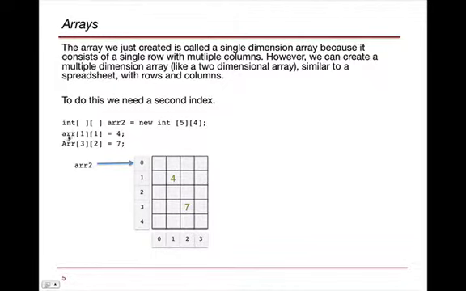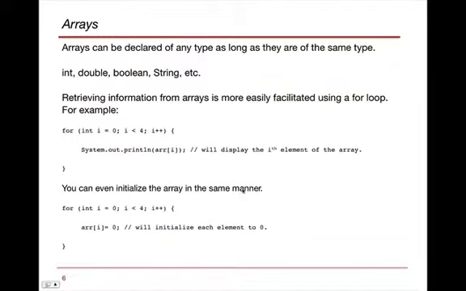In this case, we have ARR[1][1] equals 4. So we go to the ARR row 1, column 1, and we put in a 4. In the case of this one, we go to 3 and 2. And this ARR really should be ARR2, not ARR. But 3, 2 is going to be 7. And so it'll put those values into the 2-dimensional array.